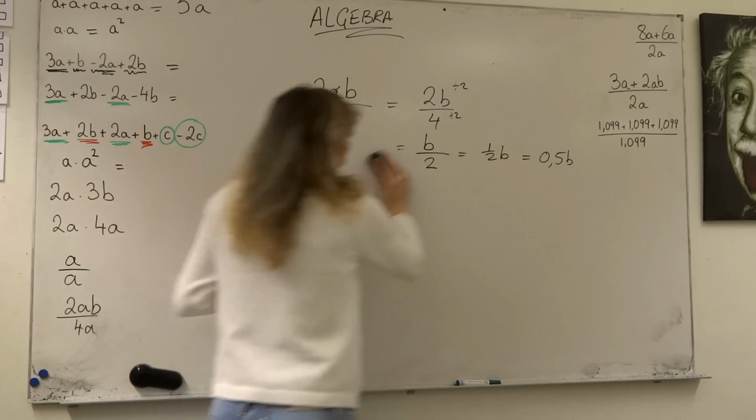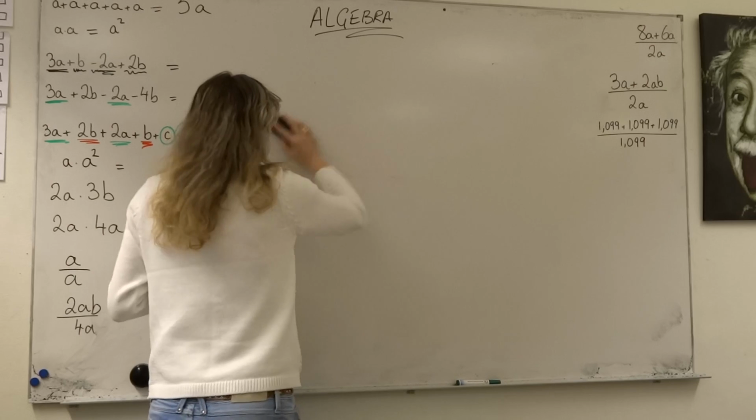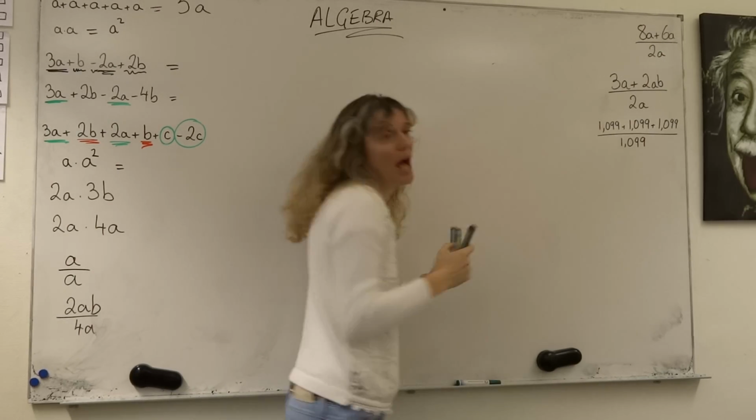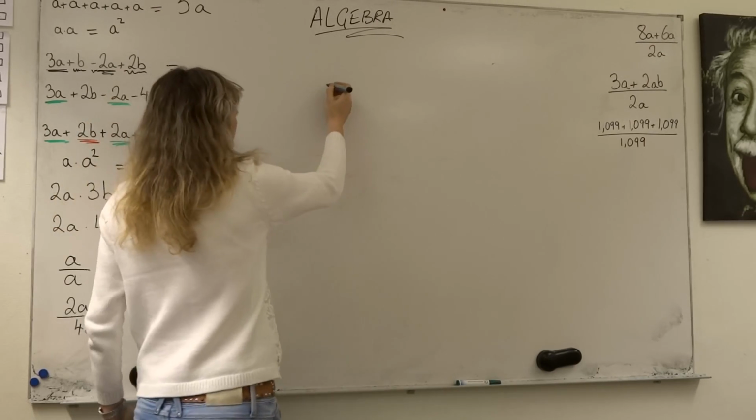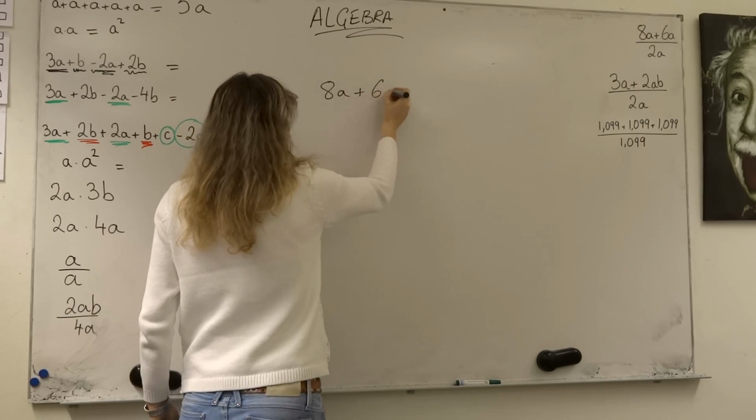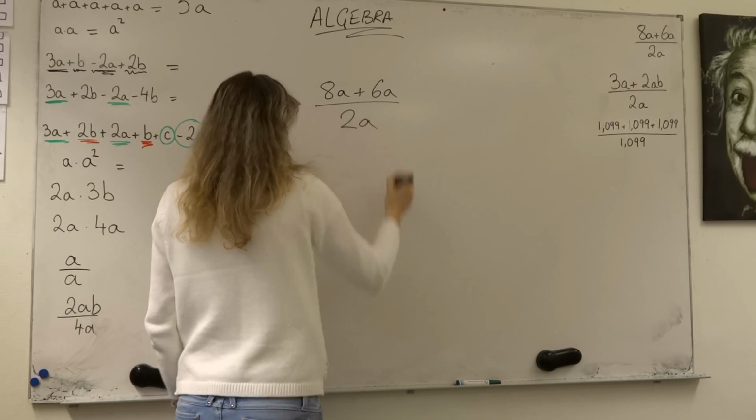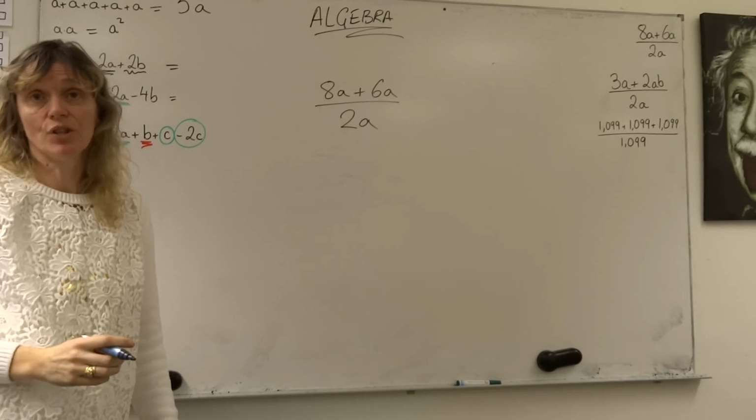Right, that was that one. What do we do then when we've got something like this, when we've got adding and dividing on the same one? Well, if we have 8A plus 6A divided by 2 lots of A, there's 2 different ways of doing this.